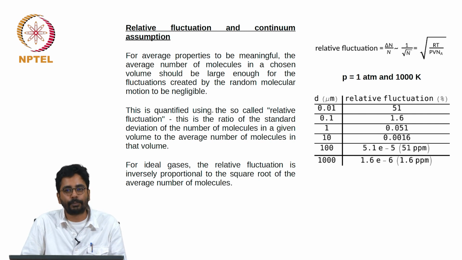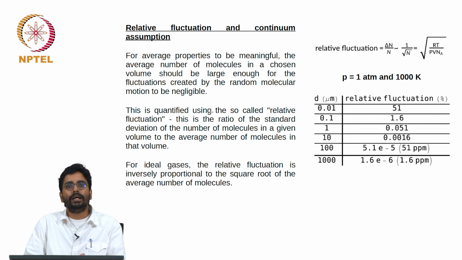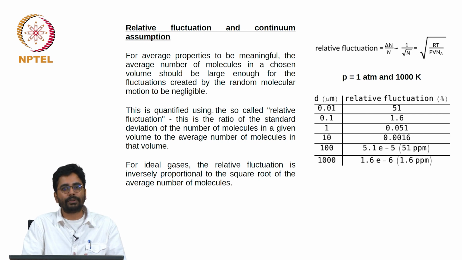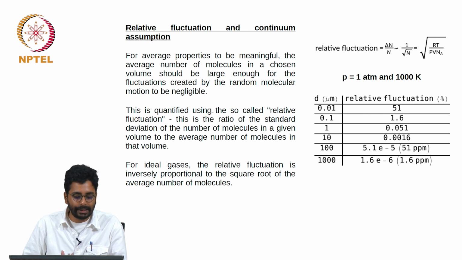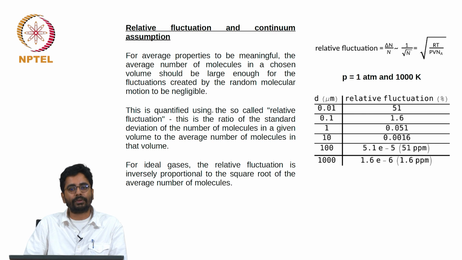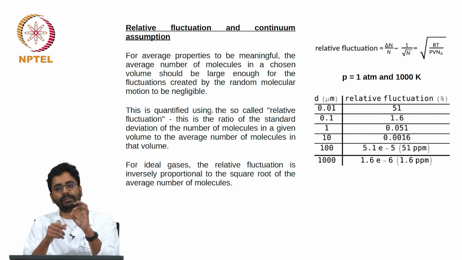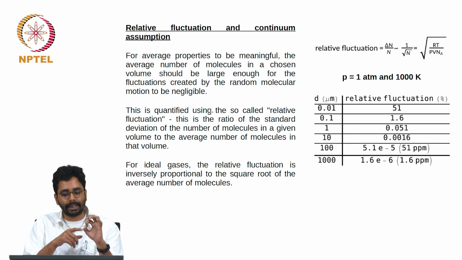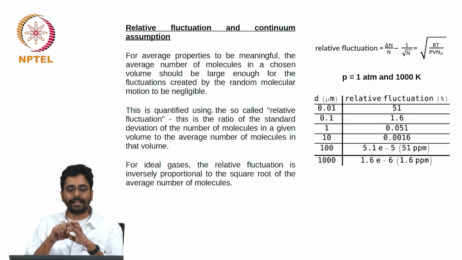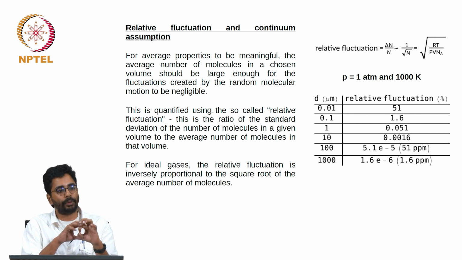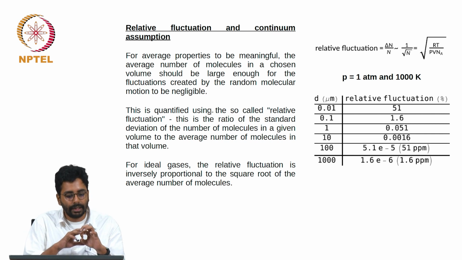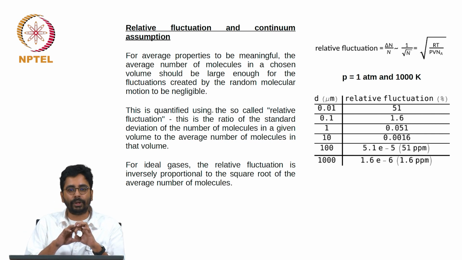For average properties to be meaningful, the average number of molecules in a chosen volume should be large enough for the fluctuations created by random molecular motion to be negligible. This idea is quantified using what is called relative fluctuation, which is the ratio of the standard deviation of the number of molecules, or measure of fluctuations in the molecular concentration, to the average number of molecules in that volume.